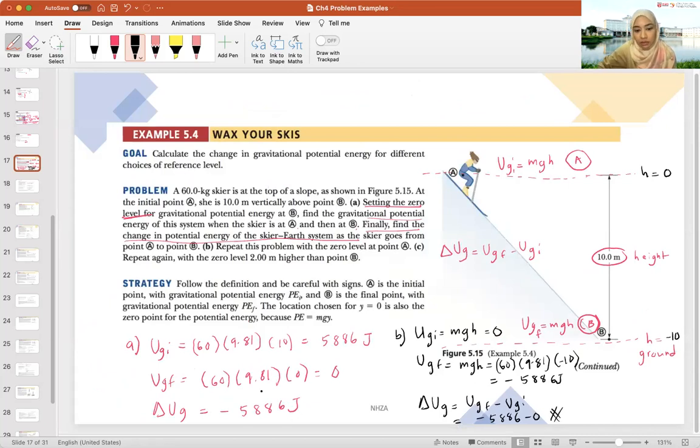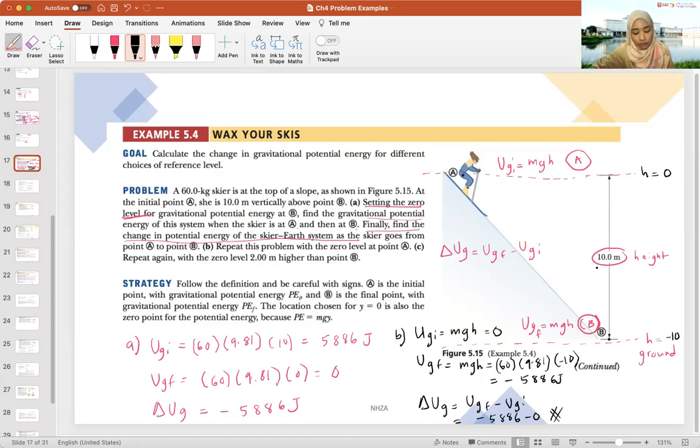Same. So the point being here is you can have whatever reference point and you will still get the same answer, because when we talk about change in potential energy, we only care about the change. We just want to know what is the change. So you can label this as your reference point, or you can label this as your reference point, and it will still give you the same answer. So this is something that we need to be aware of.